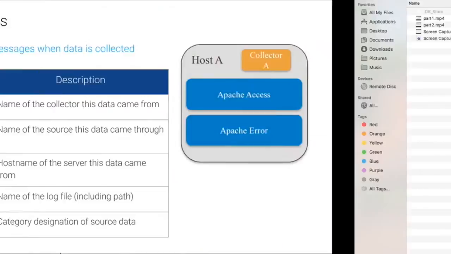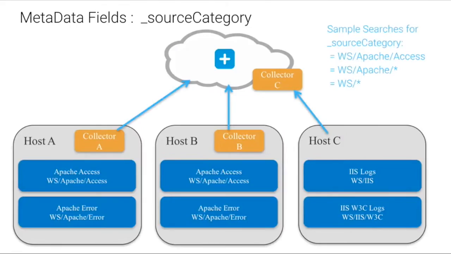By creating good source category names, you can access logs across the entire stack, or a given host, or from a given character. Now, time for a demo.